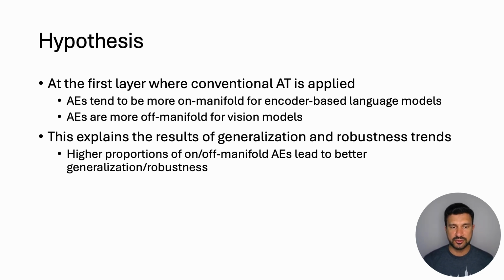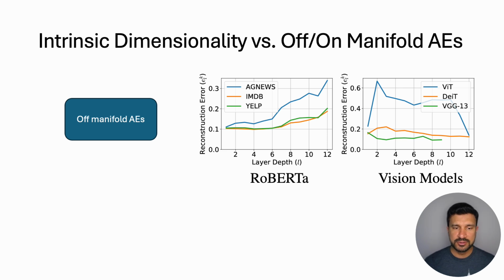If this is true, then this will explain the results of generalization and robustness trends. In other words, higher proportions of on-manifold adversarial examples lead to better generalization. So we observed the trend on encoder-based language models and also on the vision models.